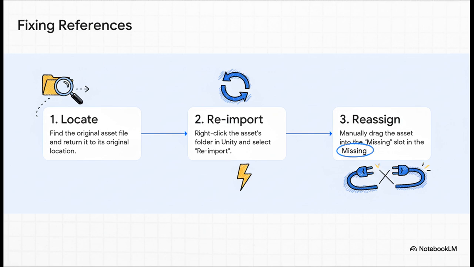First, if you just moved a file, try moving it back to where it was. If that doesn't do the trick, you can right-click on the folder inside Unity and force it to re-import everything. And if all else fails, you can go into the inspector, find that ugly missing slot, and manually drag the correct asset back in. It's like reconnecting wires one by one.